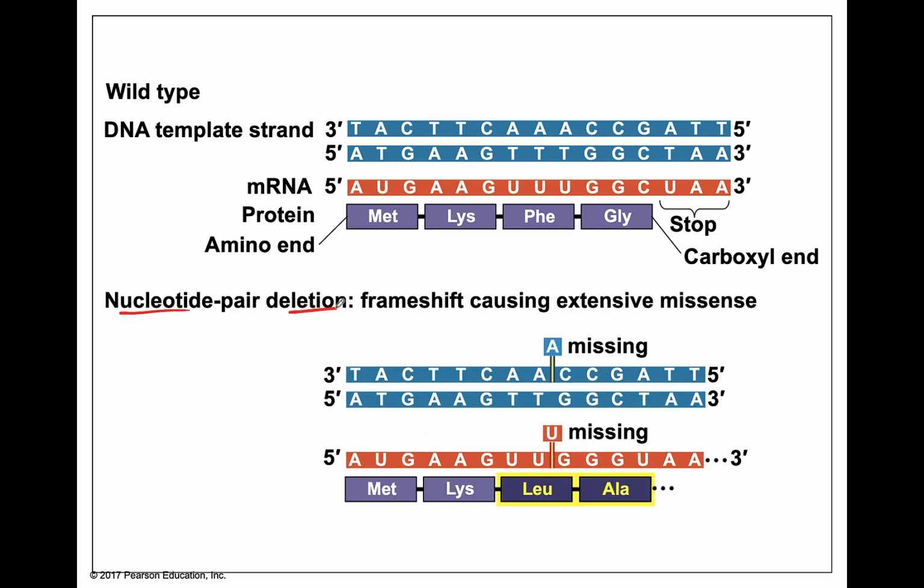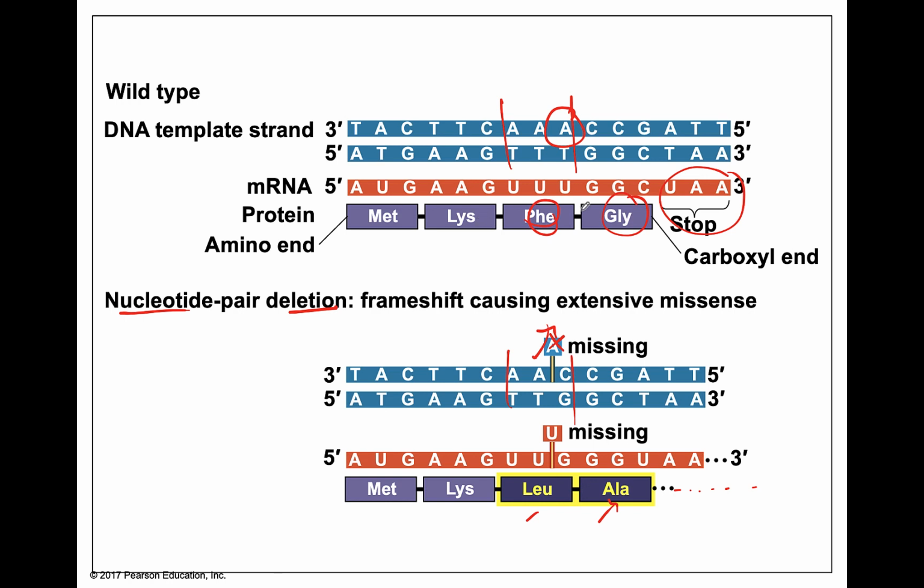Here's a nucleotide deletion. So we had an A up here, and we're going to remove that A and cut it out. So what used to be AAA is now AAC. So instead of coding for phenylalanine, it's going to code for leucine. Instead of coding for glycine, we're going to code for alanine. Instead of coding for a stop codon, this is going to continue on and continue to code for amino acids until it either runs out of mRNA or randomly reaches a stop codon somewhere else. However, this is going to completely change the protein.